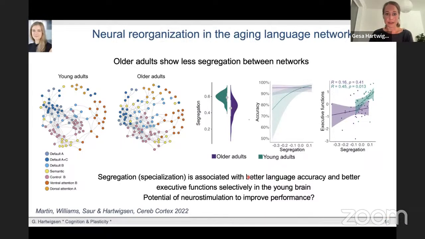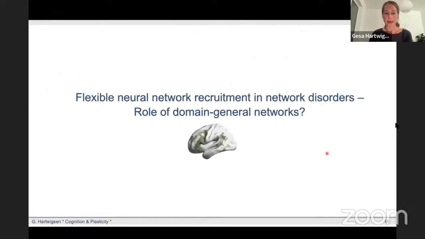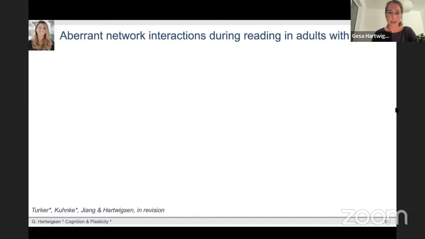Because I think now we're coming to a probably even more interesting part, namely, what happens in, or how does flexible neural network recruitment look like in network disorders? So when the default state is no longer reached, and not because of aging, but because of network disorders, and what the role of domain general networks may be like here. So I have two examples here.